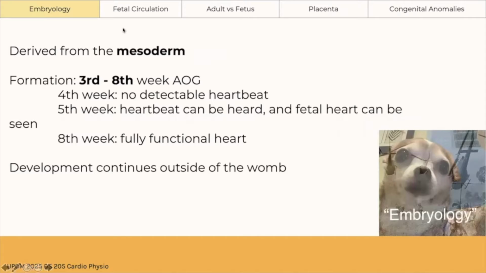We have a progress bar on top so that you can see your progress through this review. So, the CV system is mainly derived from the mesoderm. It's formed during the 3rd to the 8th week age of gestation. By the 5th week, you have a heartbeat that can be heard and a fetal heart that can be seen. And by the 8th week, you already have a fully functional heart. However, development continues until outside the womb.